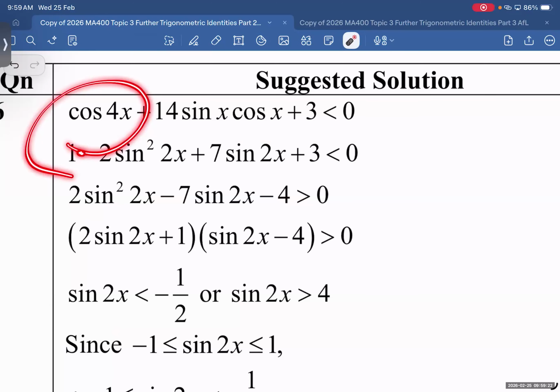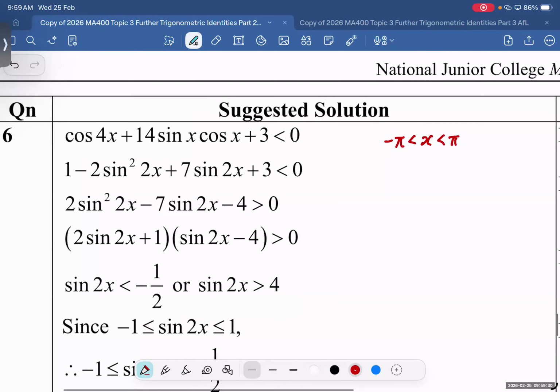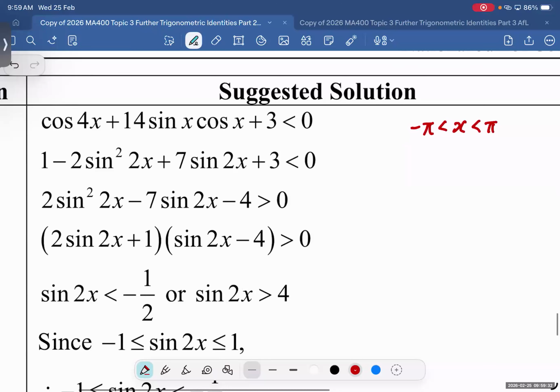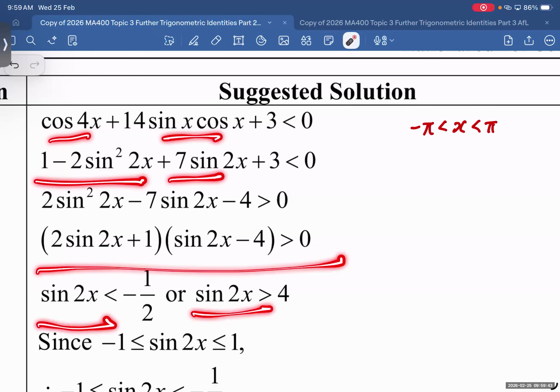Do you have this 4x? Yeah. And you also make sure that the domain is negative pi to pi, right? Yeah. Very good. Okay, so now, looking at 4x and x, I basically combine the two of them. I change 4x to 1 minus 2 sine square 2x. I factorize. I got these two. Very good.